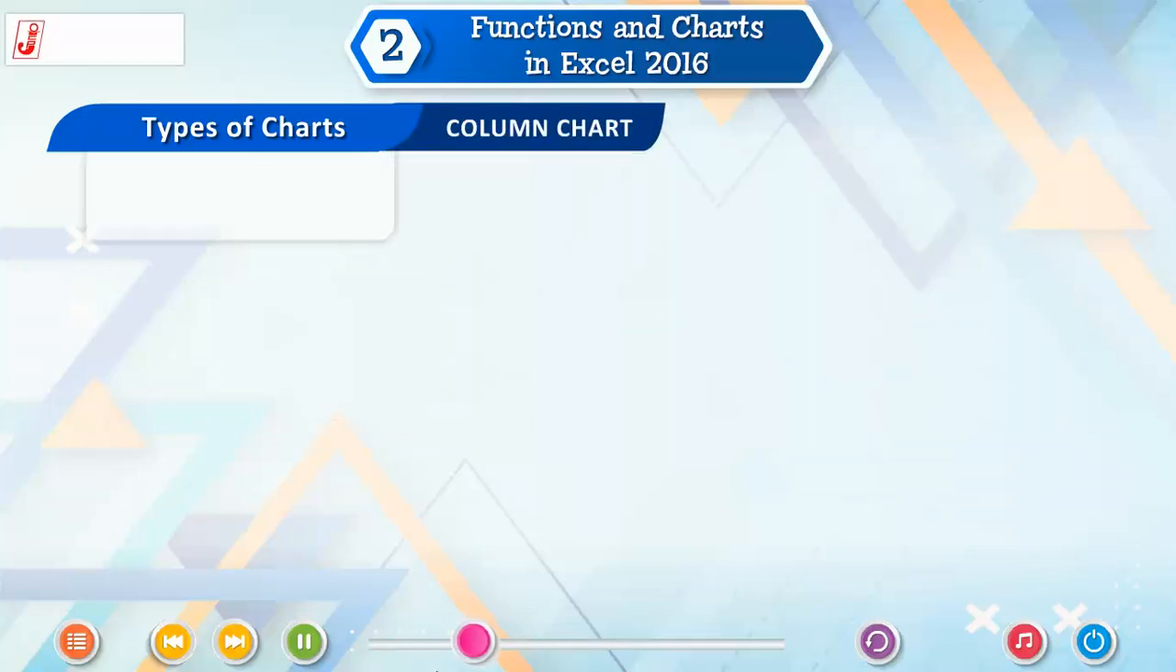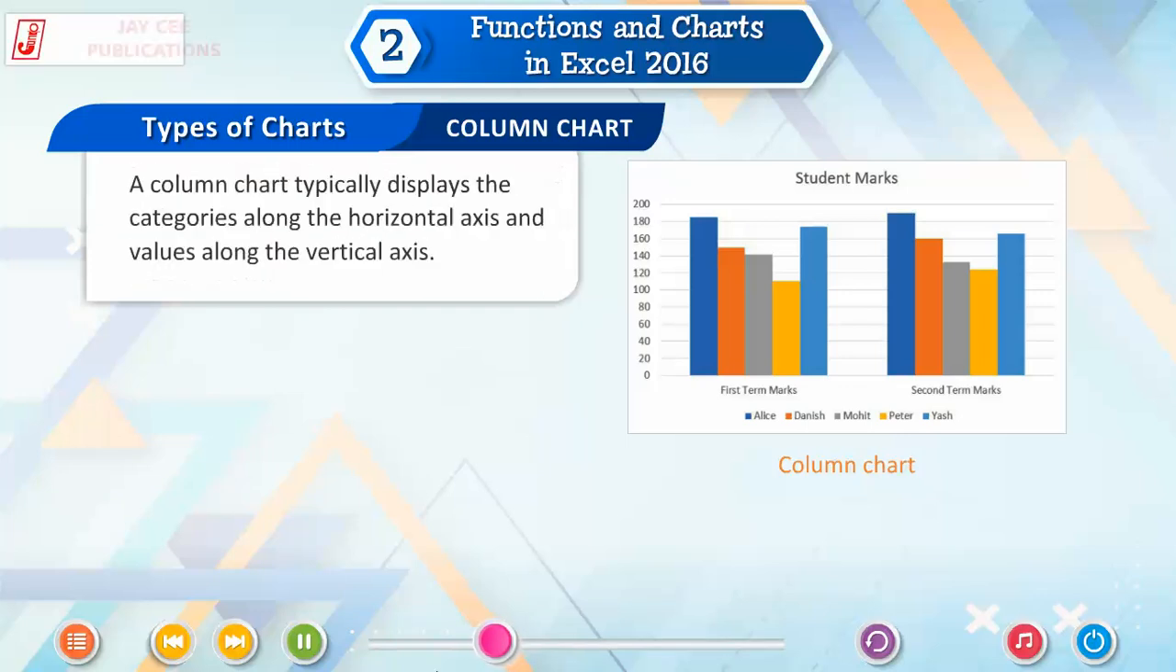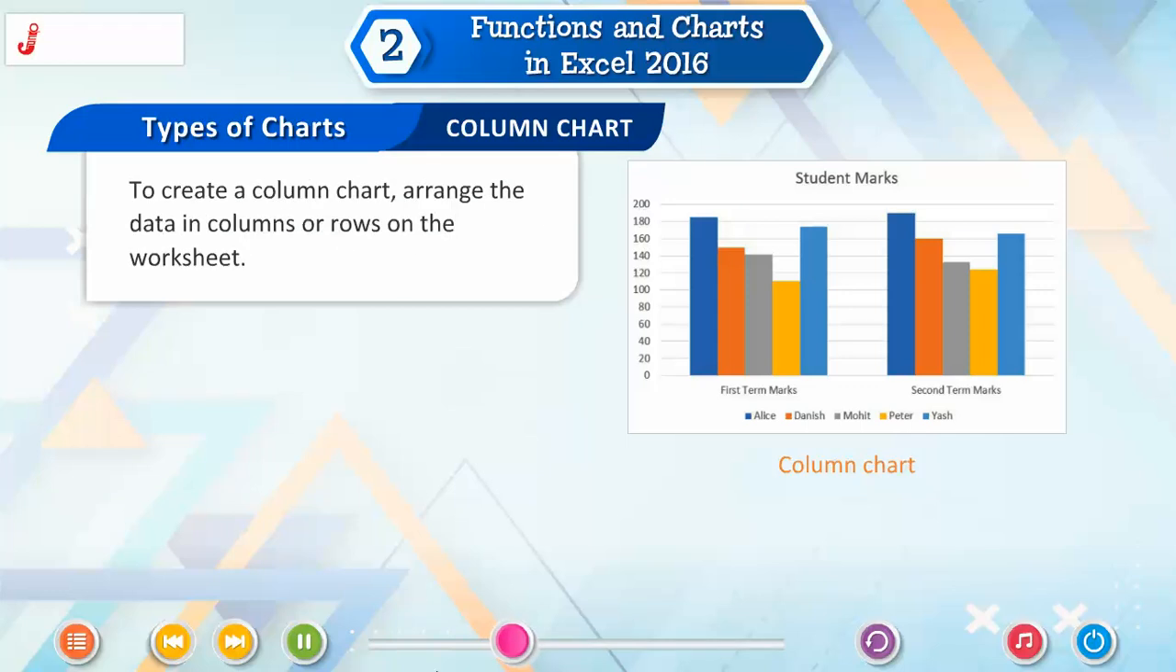Column chart. Column chart is the most commonly used chart. It is best used to compare information or have multiple categories of one variable. A column chart typically displays the categories along the horizontal axis and values along the vertical axis. To create a column chart, arrange the data in columns or rows on the worksheet.